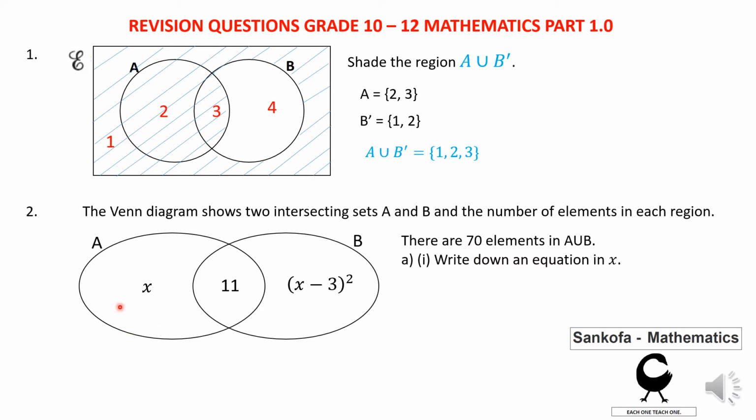You just add them. You say x plus 11 plus x minus 3 all squared, that quantity there, should equal to 70. So perhaps the next question that they're going to ask you is to show that this simplifies to some sort of quadratic equation. Then you're supposed to factorize, and then you're supposed to solve and find the correct answer. Okay, so let's look at the other parts of this question.